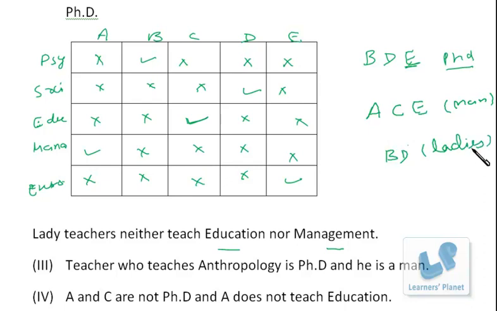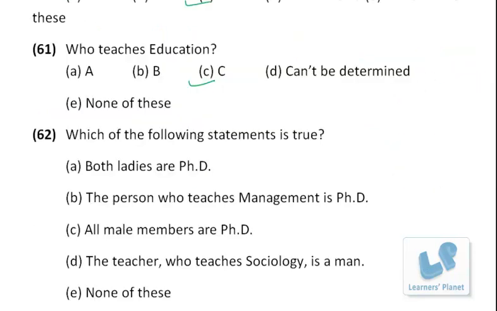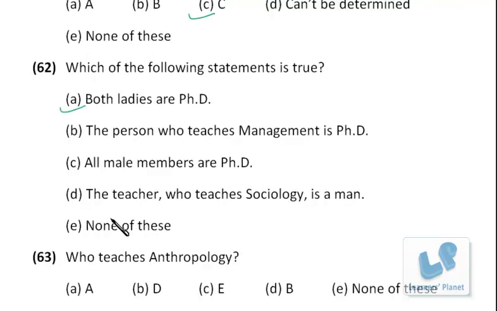Right? Now B and D are ladies and B and D are PhDs as well. So the two ladies have PhD. So we have two ladies only, and both the ladies are PhD. This statement is correct. No need to check further. Now who teaches anthropology? We have already discussed that E is teaching anthropology.